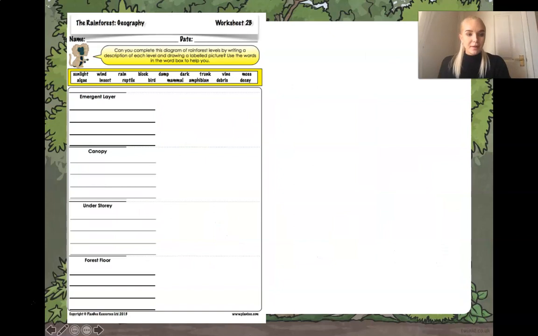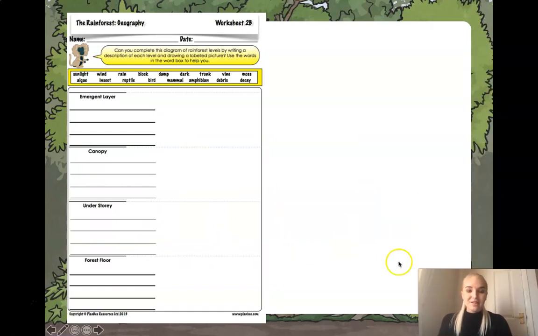I am going to explain your task for today. So this is the sheet that you're going to get in your resources pack today. I want to test your knowledge of each of the layers in a rainforest. There are lines here underneath each layer. First of all, write a brief description of what you can remember about the emergent layer. You can use some of these keywords to help you, but mainly talk about its temperature, the animals that might live there, and the trees, okay?